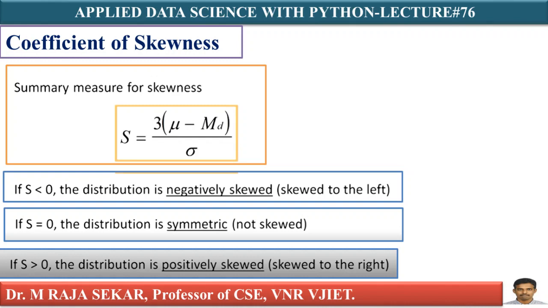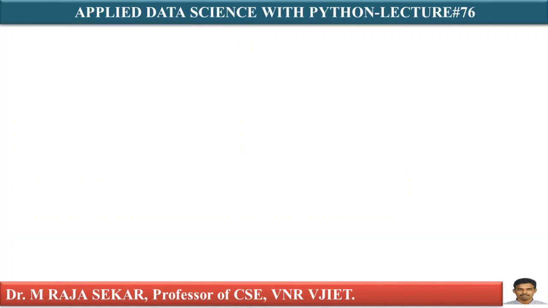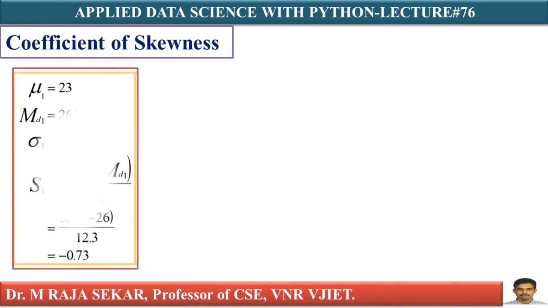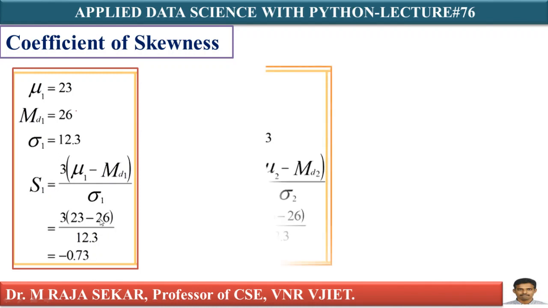We will try to understand this with one simple numerical example. Let me take mu1 as the mean. My mean is 23 and my median is 26. My standard deviation is 12.3. S1 equals, my formula says, 3 into (mu1 minus md1) by sigma1. If I calculate, I get minus 0.73. What does it mean? It is a negatively skewed distribution.